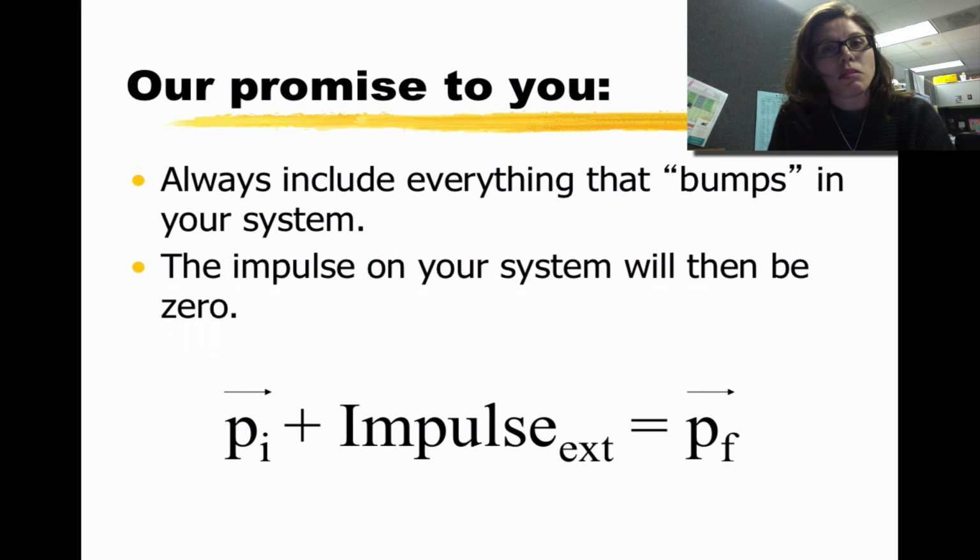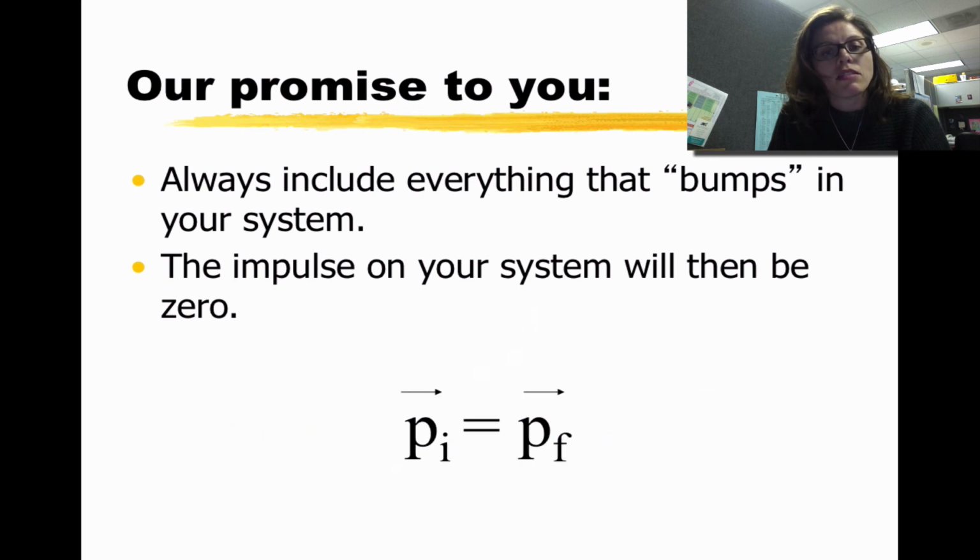So P initial plus the change in P, which is your impulse, equals your final momentum. But if you include everything that bumps in your system, your impulse is 0. So that just means your initial equals your final. This is what we mean by conservation of momentum. Momentum is conserved, which means the initial equals the final. Okay, so next video we'll work out a few examples to see what this means.